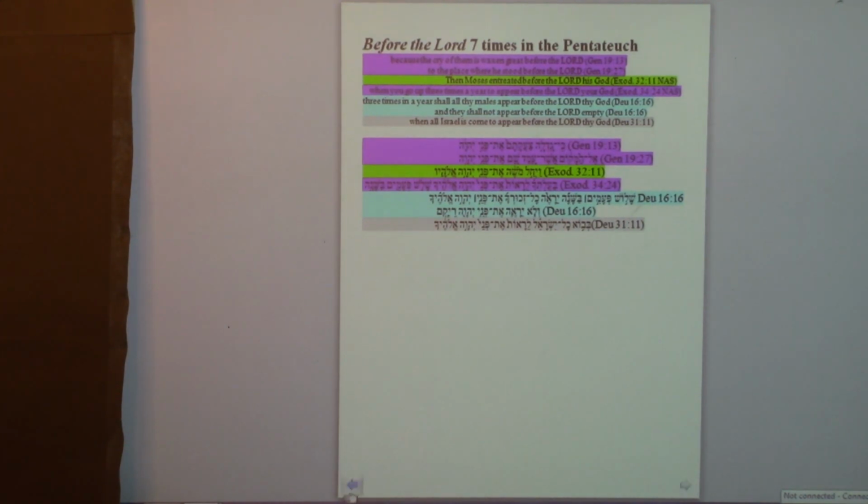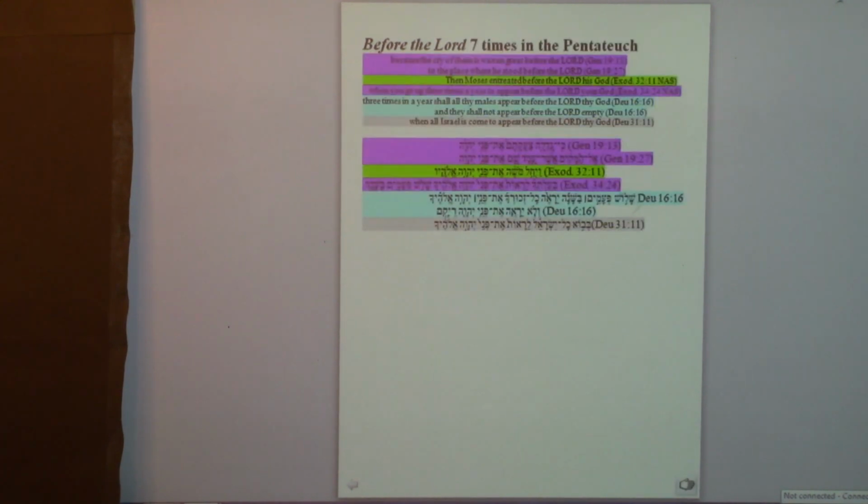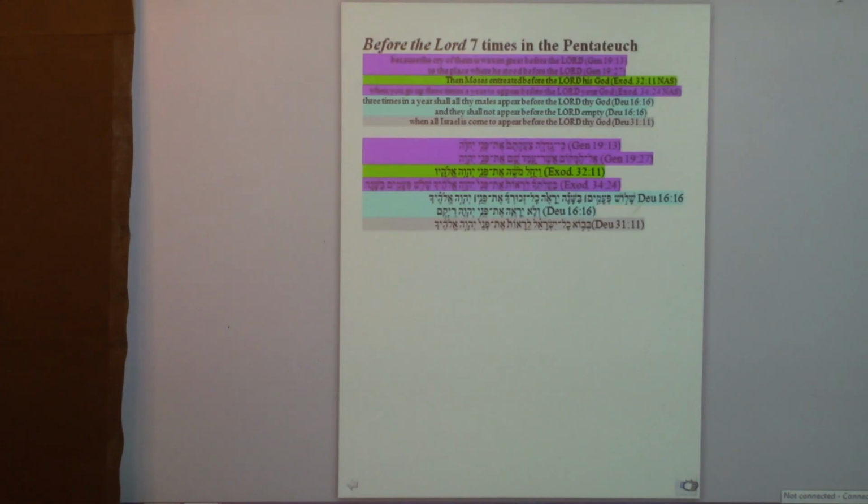I'm going to back up and we'll have a closer look at this. You see the phrase there. We've enlarged it, and then we're moving over here. You'll see we couldn't enlarge it here because the same phrase in a different format in Hebrew needed more space to put all the words on this screen. Before the Lord, I'm backing up again here, and this is before the Lord perpetually. So we have 2 different phrases, quite similar, but not the same, each appearing 7 times.